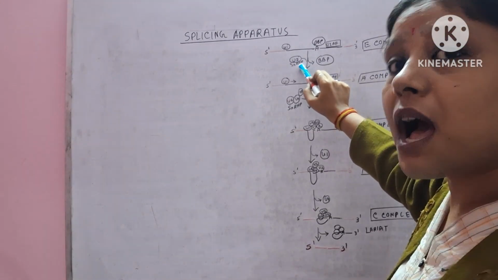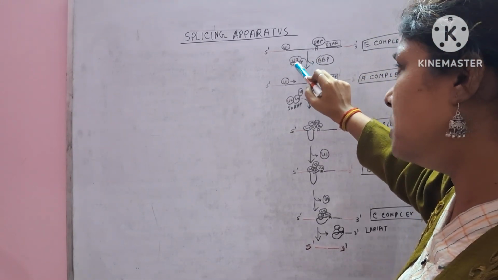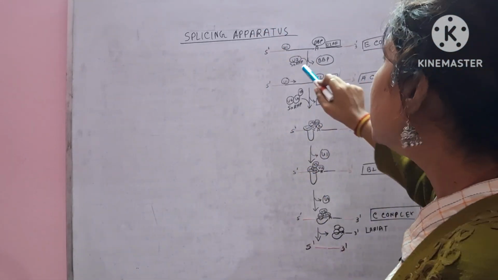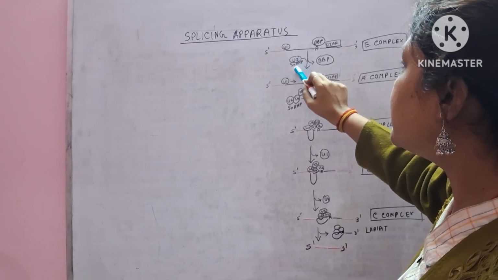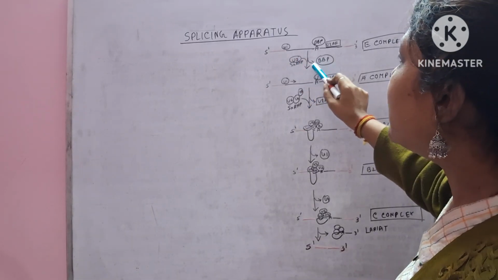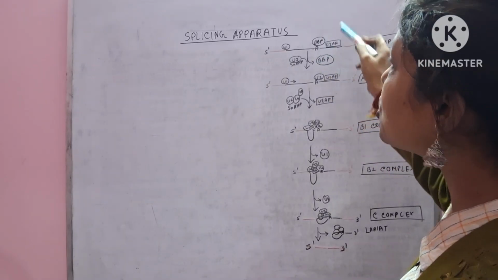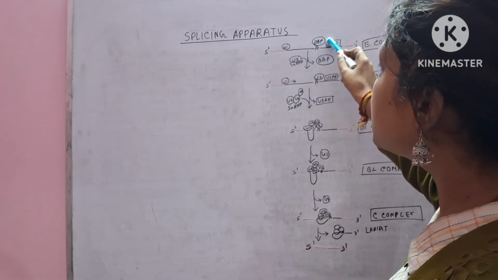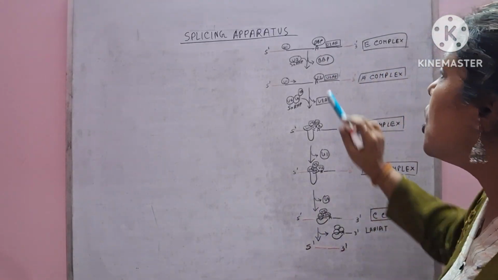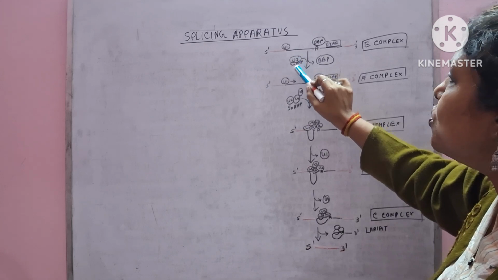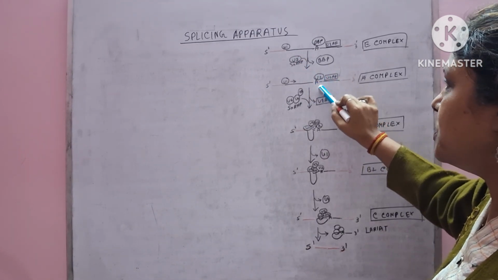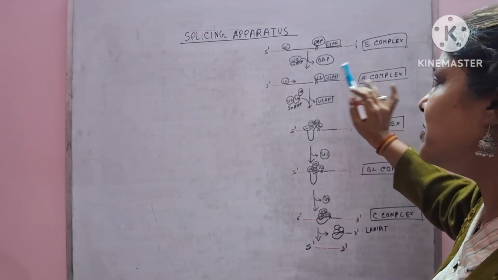U2 snRNP. And what is snRNP? To know about snRNP, you have to see the previous video. This U2 snRNP binds with the A point, and the BBP protein that had already bound to this A is just released. So what happened here? U2 snRNP is bound at this A point, and U2AF is already there.